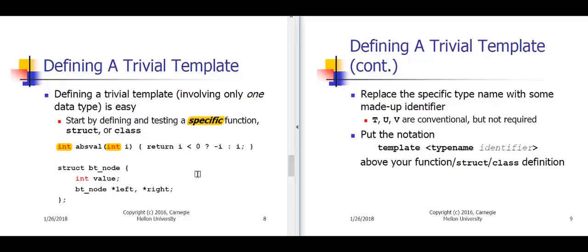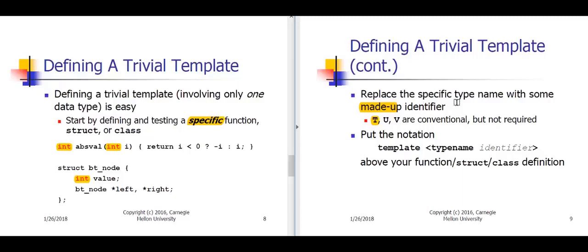In the bottom part of slide 8 here, we have our good old btnode struct that we use to implement our binary search tree. We were using int values, but it should be clear that this same struct will work fine if we simply change that data type to double if we want a binary search tree of doubles, or char if we want a binary search tree of chars, or string, the standard type name string, if we want a binary search tree of strings. All we have to do is to identify that specific type in the function or struct or class and replace it with some made-up identifier. As I said, capital T is the most common choice.